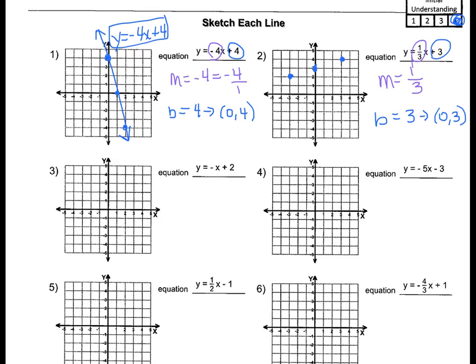Okay, so we're going to draw our line, and then we're going to label it. Name your line. y equals 1/3 x plus 3. So please complete problems 3 through 8, and do not forget to color in your reflective understanding. Let's do the last page now.